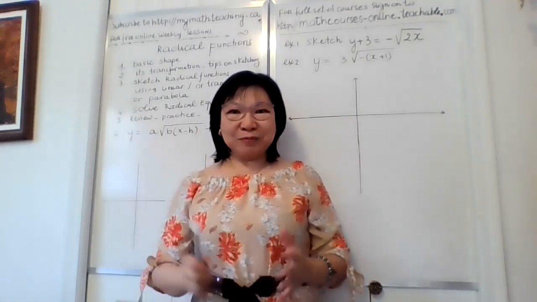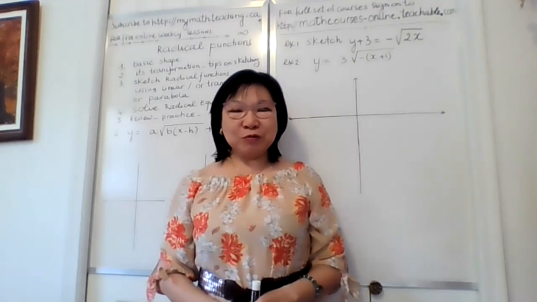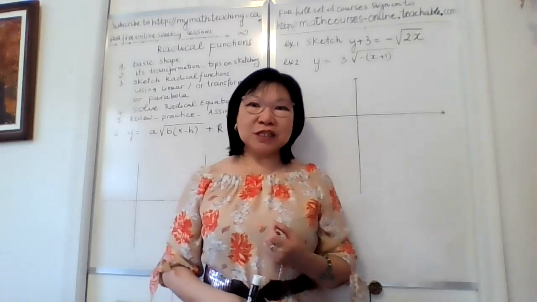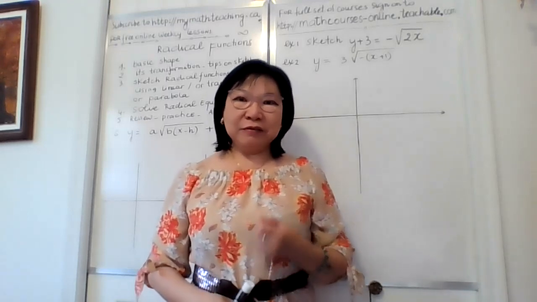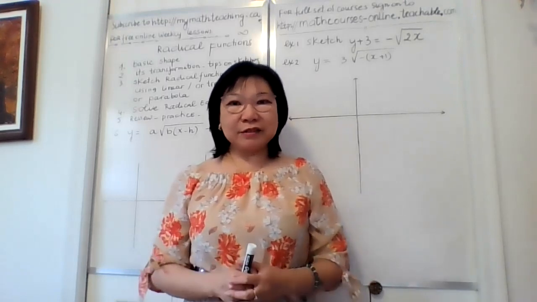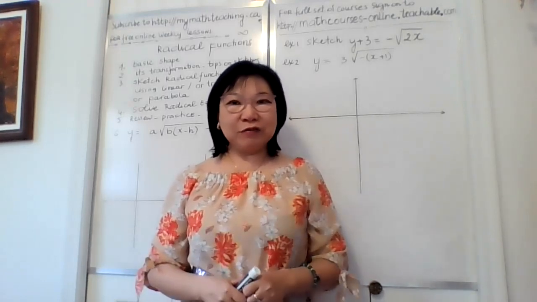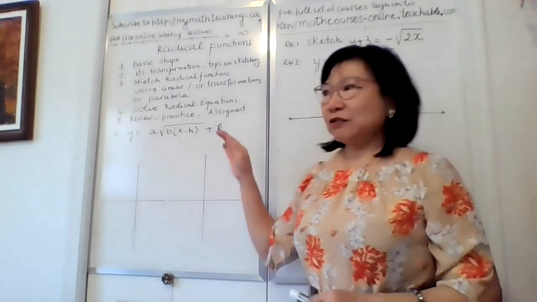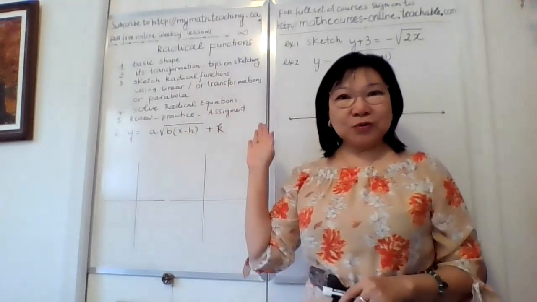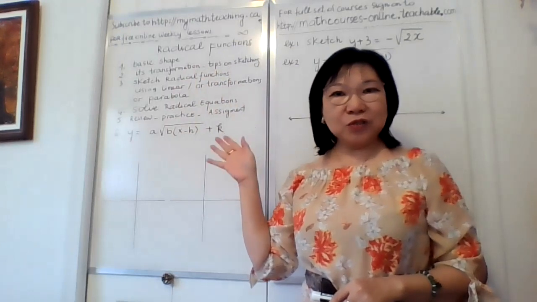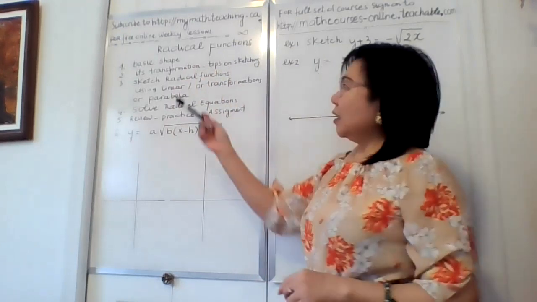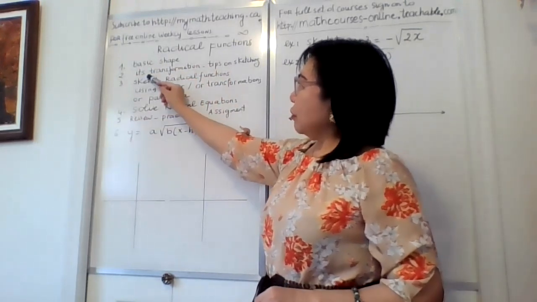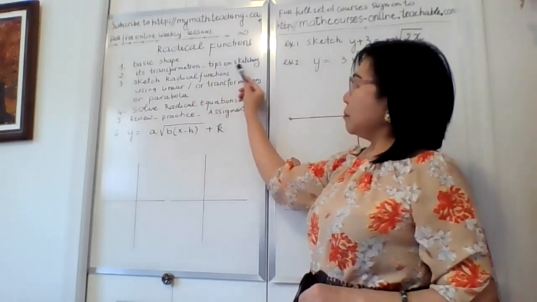So let me talk about the topic we will learn today. Today, the topic we will learn is radical function. So we get into the specific function. The first function we look at is the radical function and its transformation, as well as its characteristics. I have laid out the steps to make sure that when I deliver the lesson to you, I will follow this guideline. First, we will talk about the basic shape. Then we will talk about its transformation and tips on sketching.